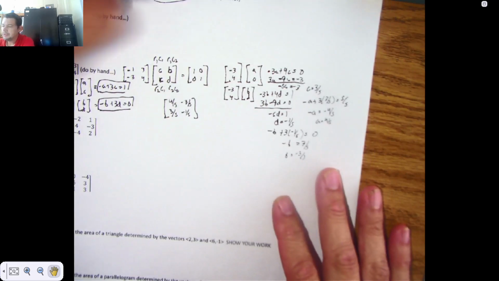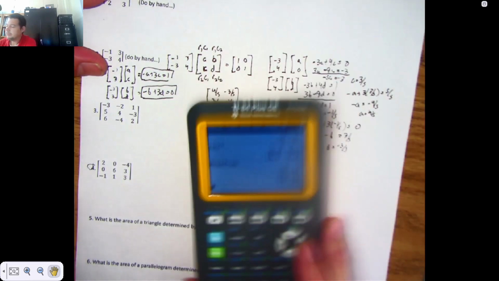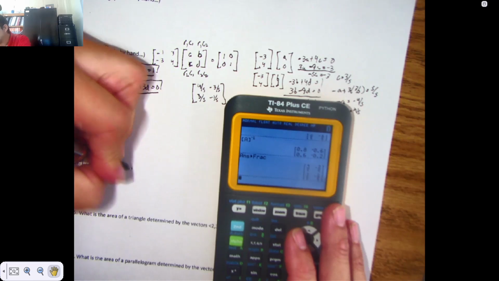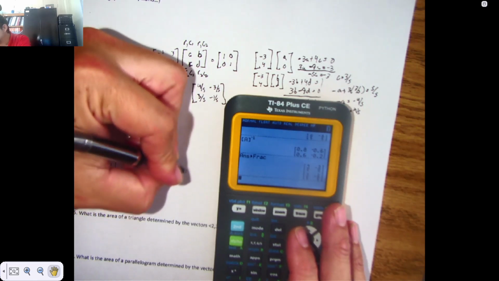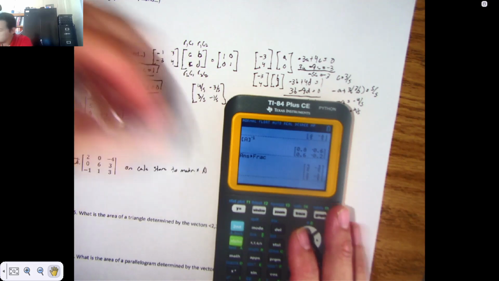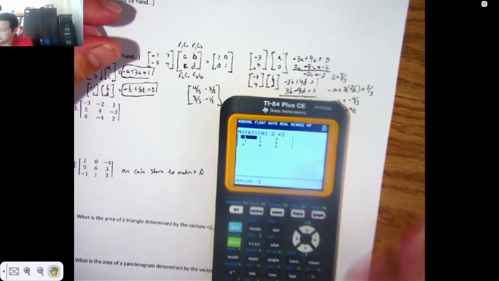It says do all 2 by 2s by hand. So, like if you can't do number 4, I mean, I'll do it for you. On the calculator, store to matrix A. So second matrix, edit, 3 by 3.